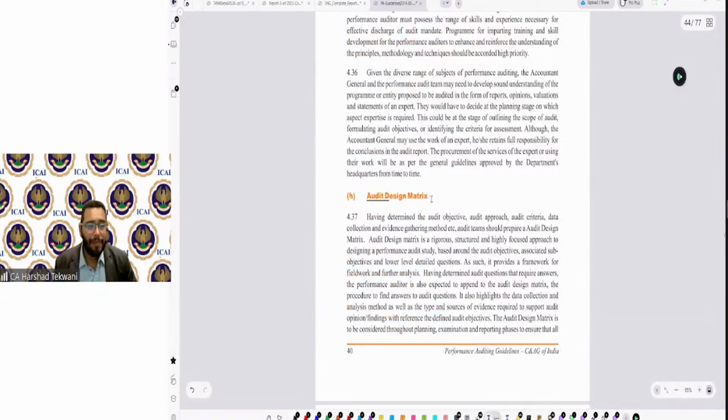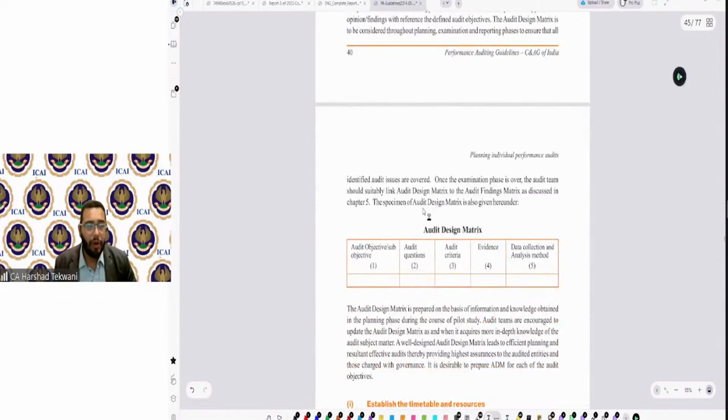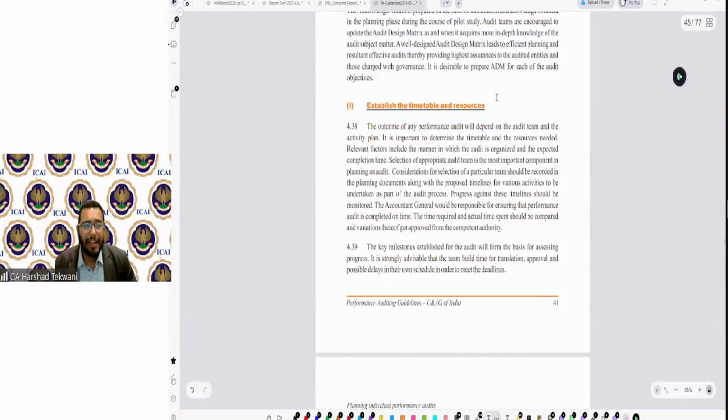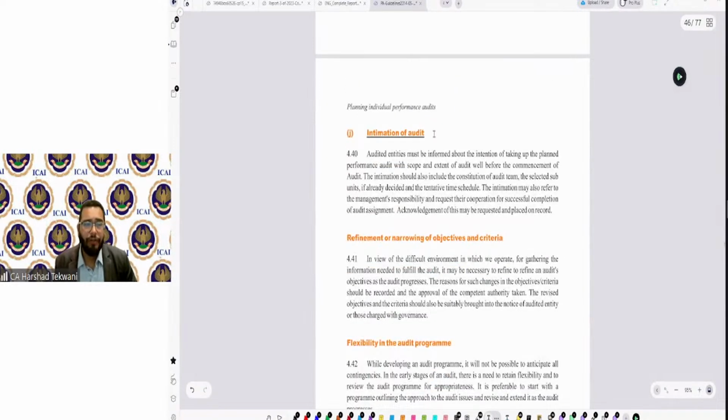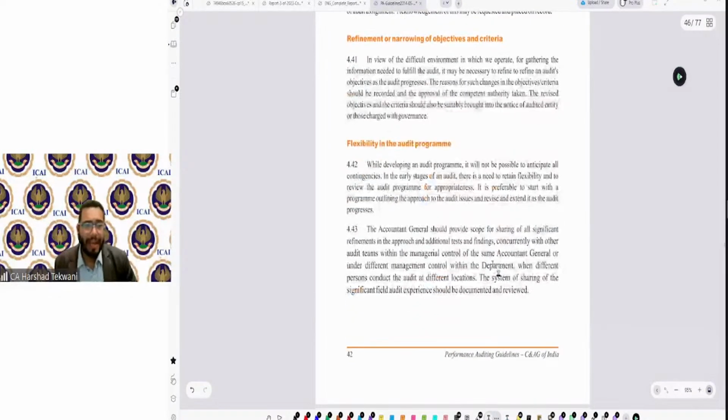Then you need to design audit metrics. The audit design matrix shows what the audit objectives are, what audit questions you will ask, what criteria you will evaluate the answers against, what evidence will come out of the questions, and the data collection and analysis method you will use. All these things you need to document in a matrix form, known as the audit design matrix. Establish the timetable and resources. Intimation of the audit is required to be given, and then accordingly you plan that performance audit.